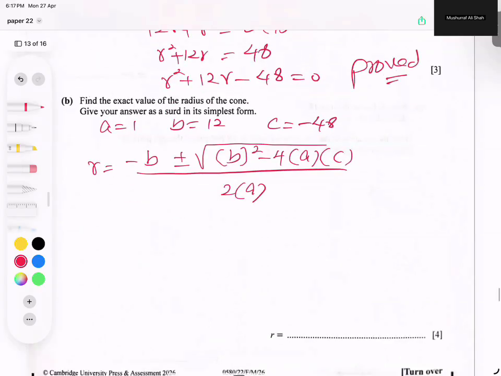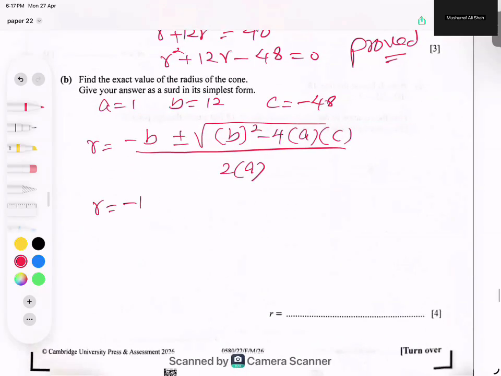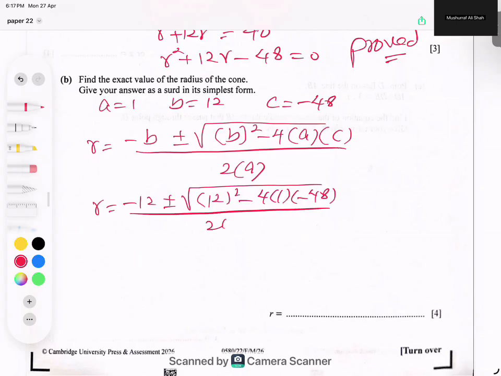A lot of patience is required. Let's see. Negative 12 plus and minus, here I'm writing 12 square, and 4 times A is 1, and C is negative 48, over 2A. And A is again 1. So I'm writing here negative 12, and here down I'm writing 12, confirm.